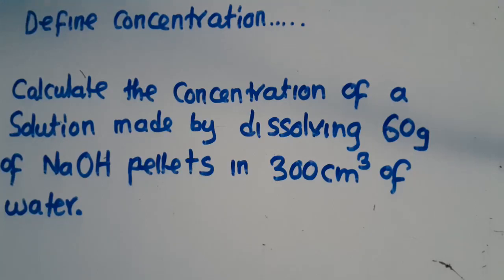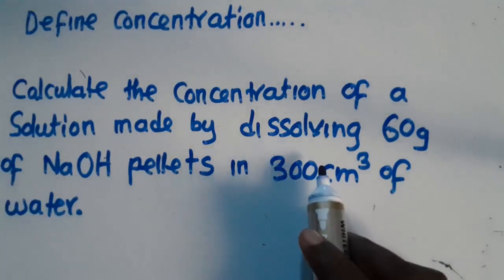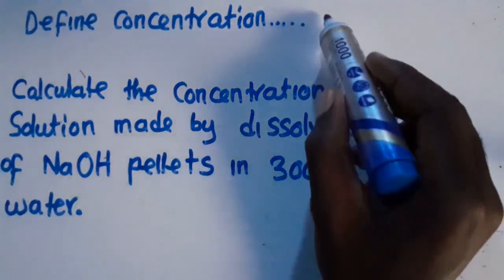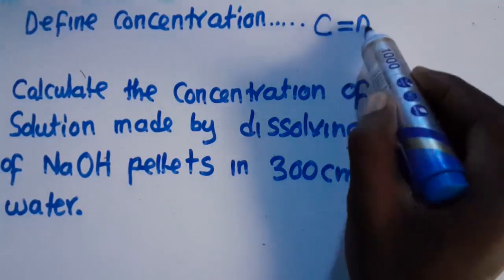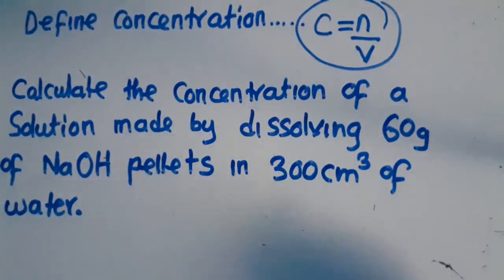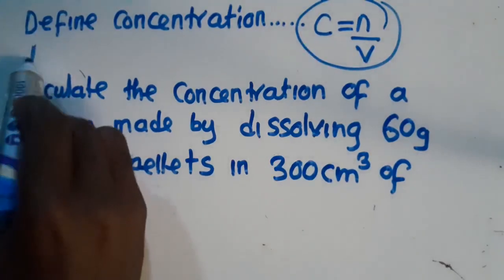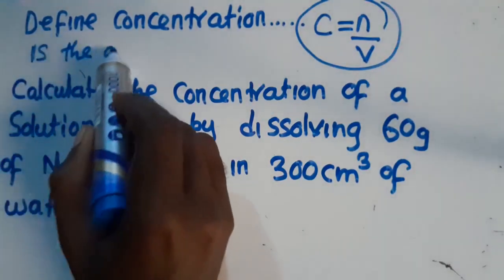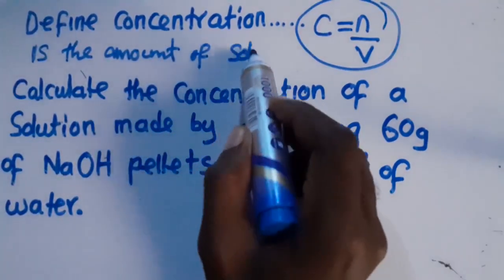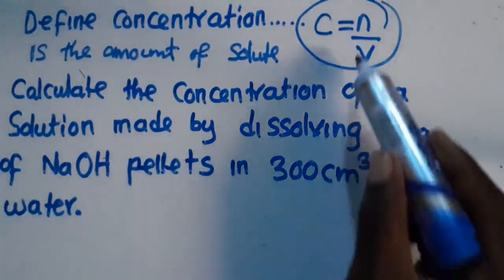What is concentration? Before we go any further, we need to understand the formula that is used when we want to calculate the concentration. We use the formula where concentration is equal to number of moles over volume. Once you know this formula, it is very easy for you to define what concentration is. The definition for concentration is the amount of solutes. You are talking about the moles there.